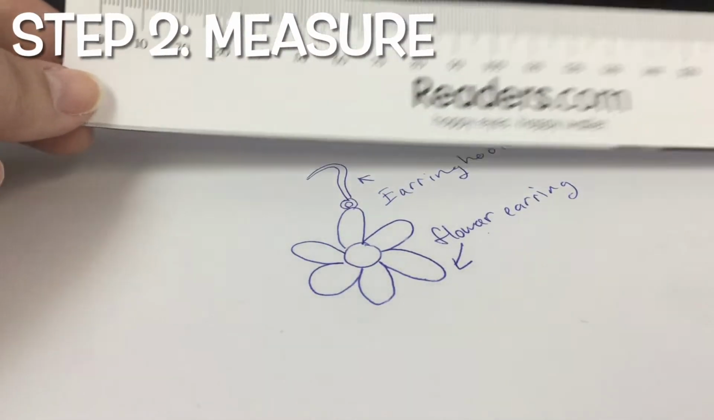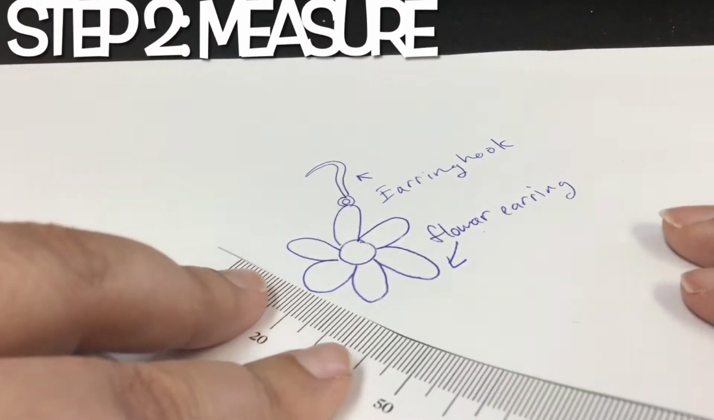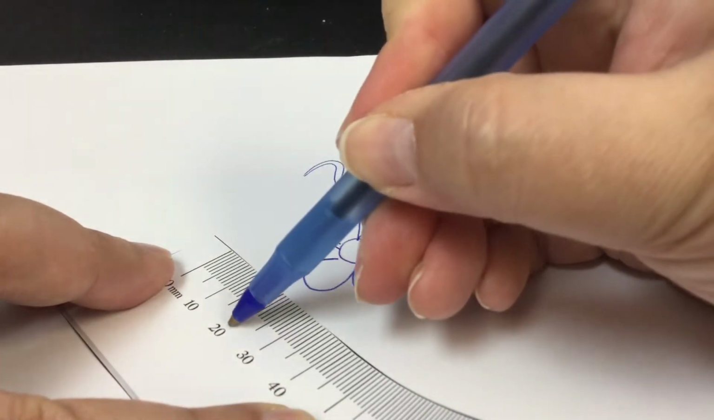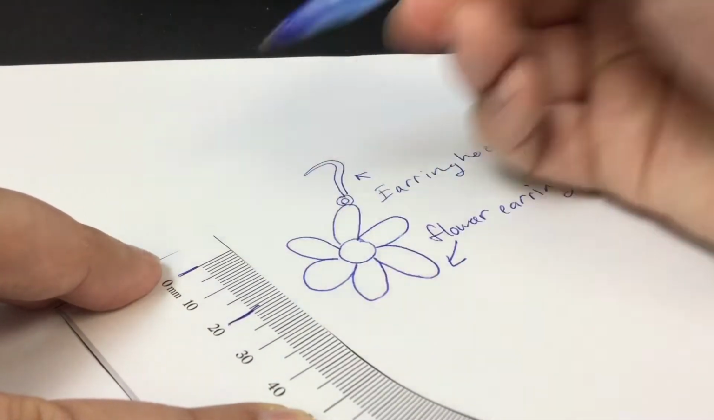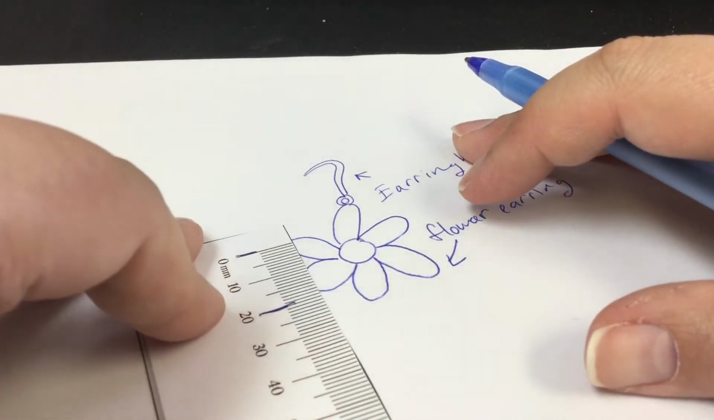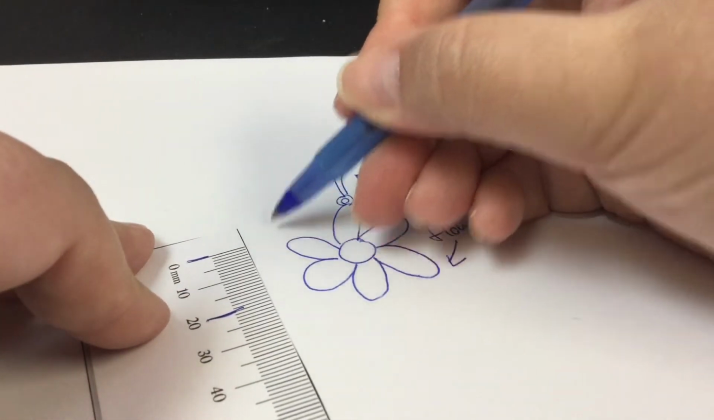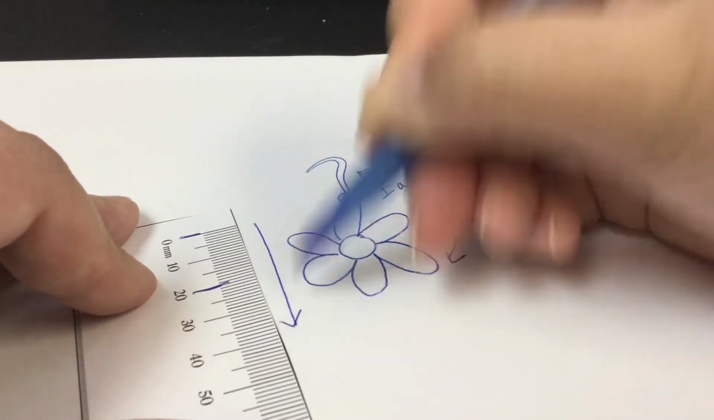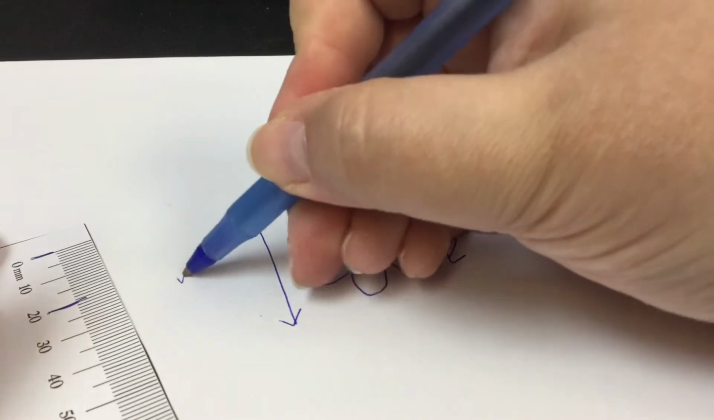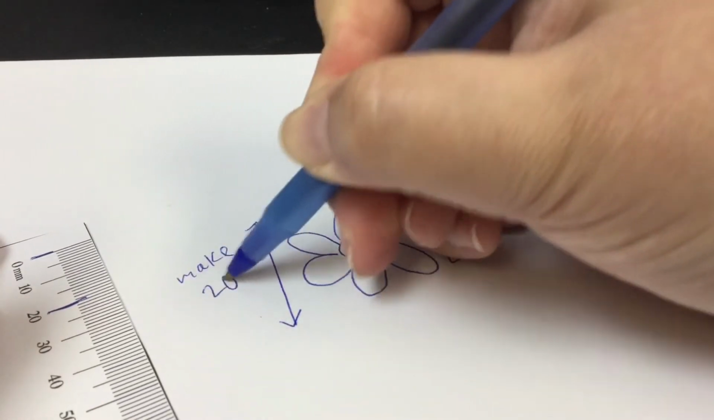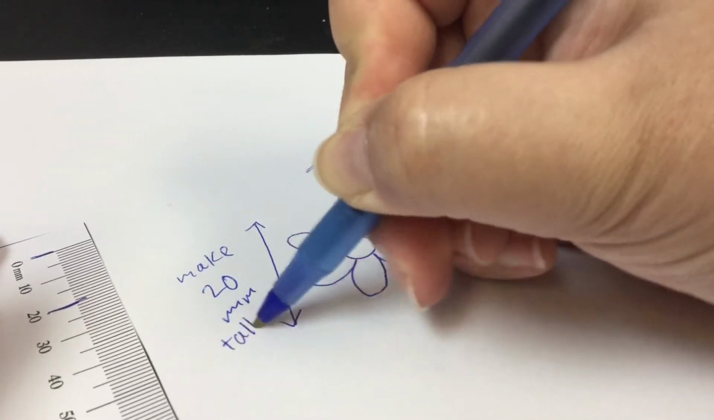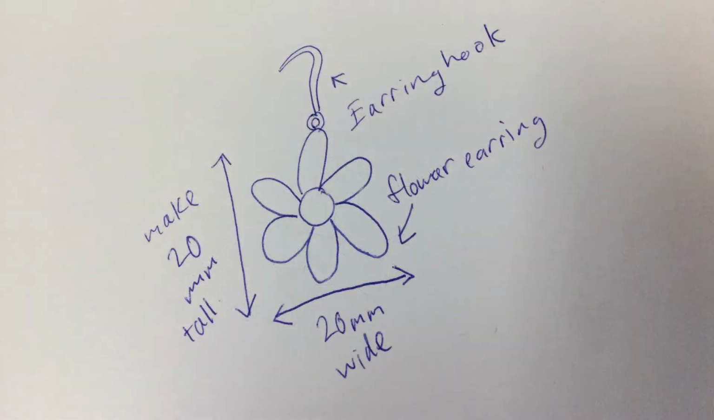Step 2. Measure. Once you have a jewelry design in mind, it's time to take measurements to see what size your jewelry should be. Measurements are in millimeters. Included in this kit is a millimeter ruler. So for this design, I've created a simple sketch of flower earrings, and I'm making them about 20 millimeters long and about 20 millimeters in width.